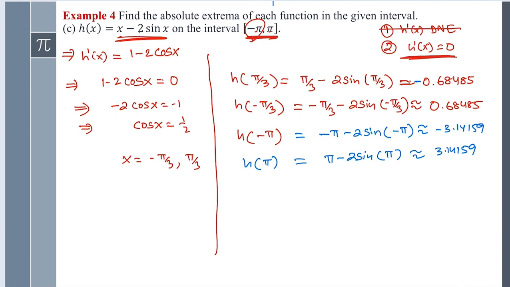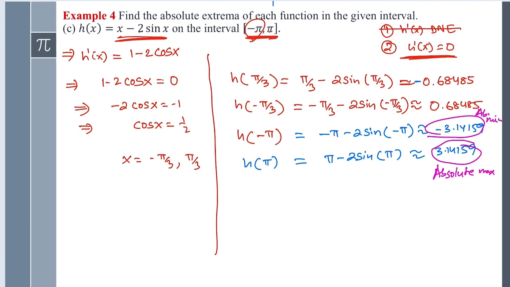3.14159. So now if you look at this, the highest value here is this one, so that's the absolute max, and then the lowest value is this one, the negative part of it, so that's the absolute min for this function. So now I think you know how to find absolute max and min.